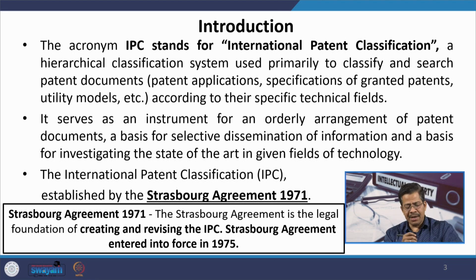The same thing is applicable in the field of patents, where this IPC system is followed. In this IPC system we have an agreement which came in 1971, and this agreement was generated at WIPO, and almost all the member countries of WIPO follow this classification system of patent databases.